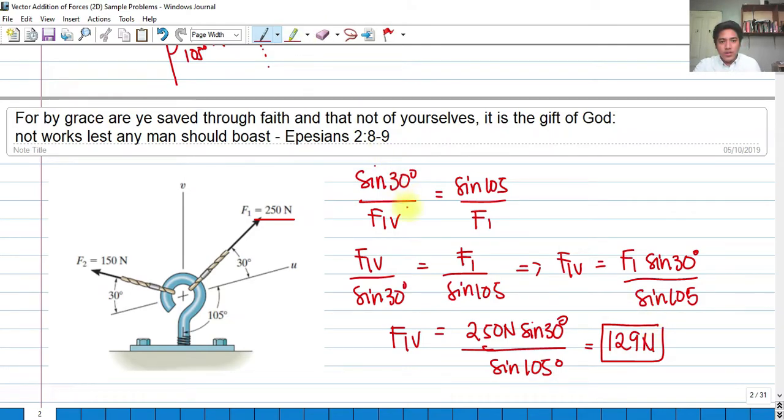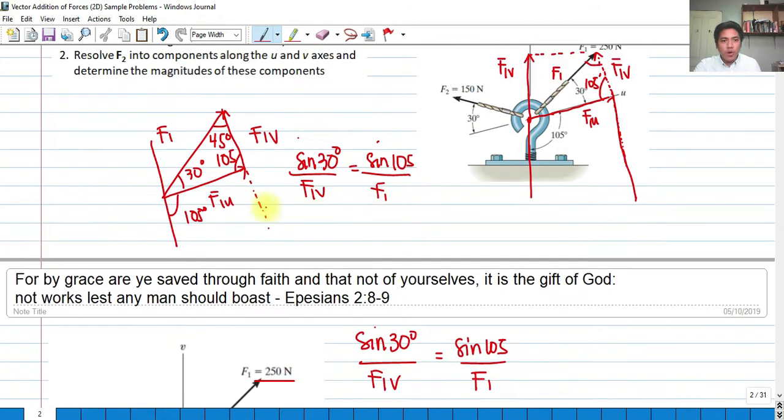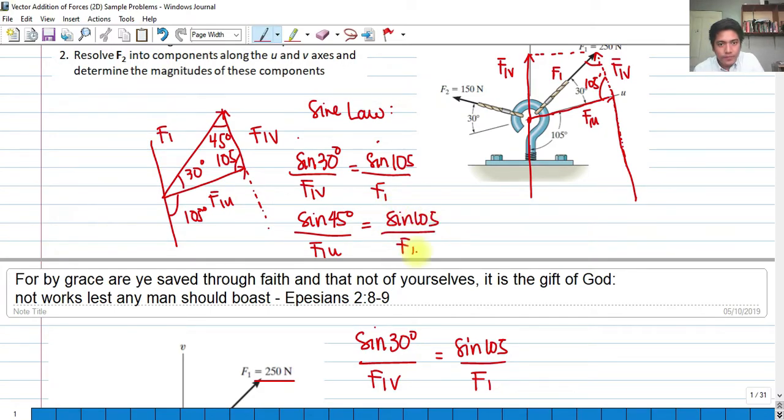129 newtons. So we have solved for the magnitude of the component F1V. How about F1U? For F1U, we use the sine law again. For F1V, we used this. For F1U, we can use sine 45 degrees. This is our 45 degrees, opposite is F1U, and we can still use the same, sine 105 over F1.